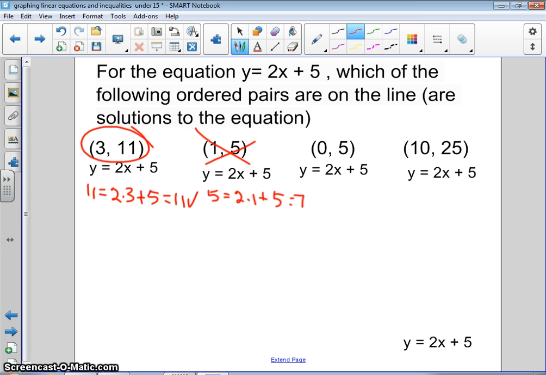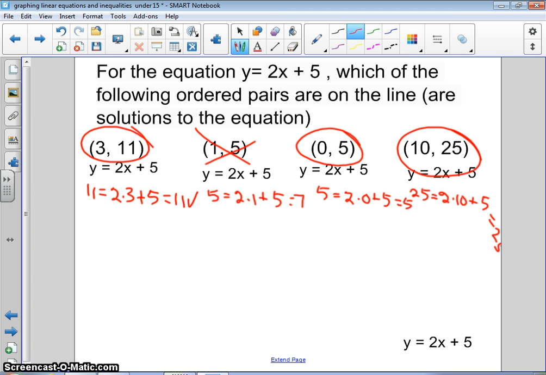We'll put 5 in place of y. We'll put the 0 in place of x, and we'll check it out. 2 times 0 is 0. 0 plus 5 is 5. 5 is equal to 5, so that point's on the line. And the last one, we'll put a 25 in place of the y. We'll put the 10 in place of the x. And 2 times 10 is 20. 20 plus 5 is 25, so that one is a winner. 25 is equal to 25.